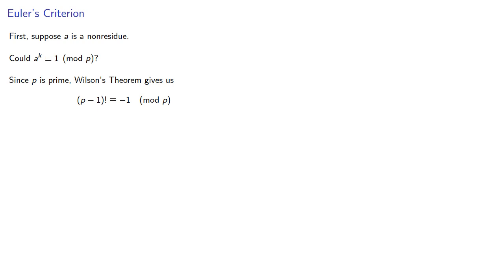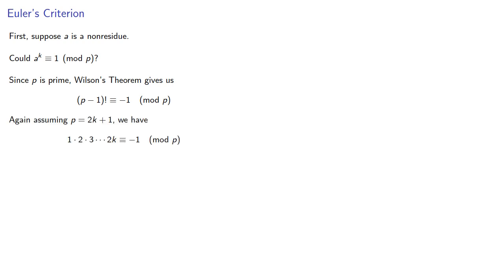Suppose A turns out to be a non-residue. Could A to the power k be congruent to 1 mod P? Since P is a prime number, Wilson's theorem applies. So remember, Wilson's theorem told us that P minus 1 factorial is congruent to negative 1 mod P if and only if P is prime. And this was an absolutely terrible way to decide if a number was prime, but it does have other uses. So again, we'll assume that P is an odd prime.